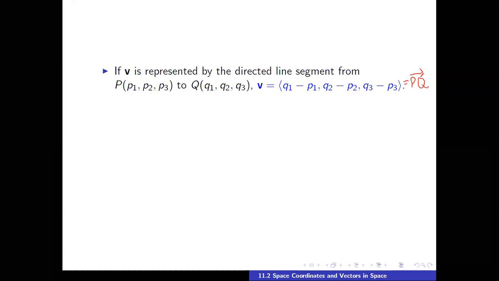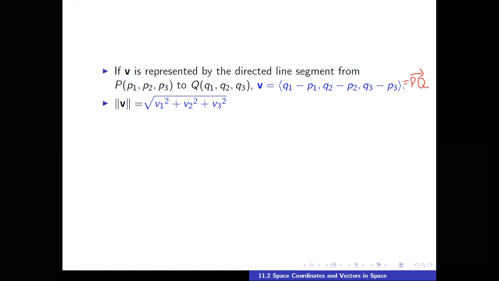Similarly, I would subtract the second coordinates from each other. I have to be very specific about the order in which I do this. I'm ending at Q, so that means I would take Q2 minus P2 to see how much movement took place in moving from P to Q. Similarly, in the third coordinate, yeah?